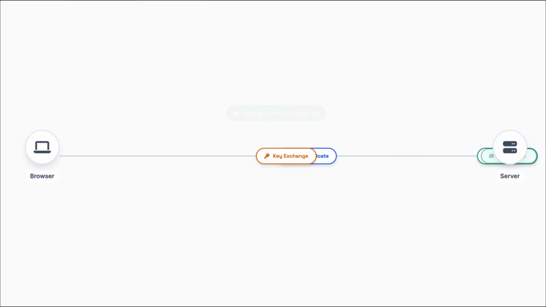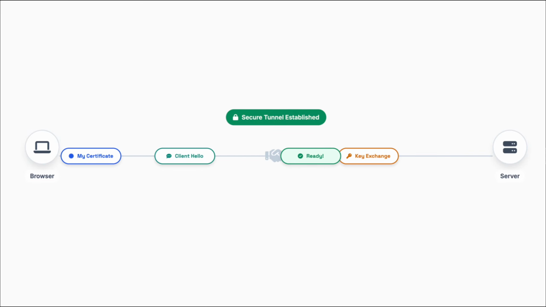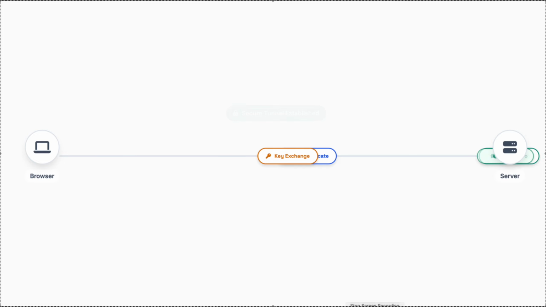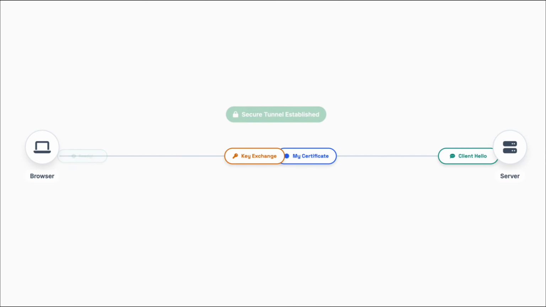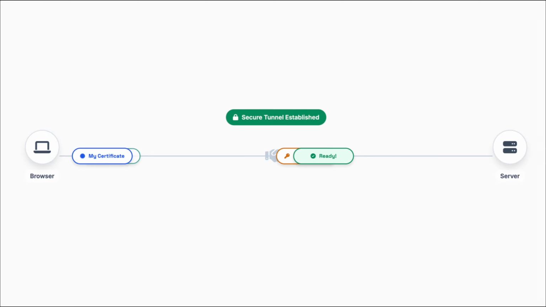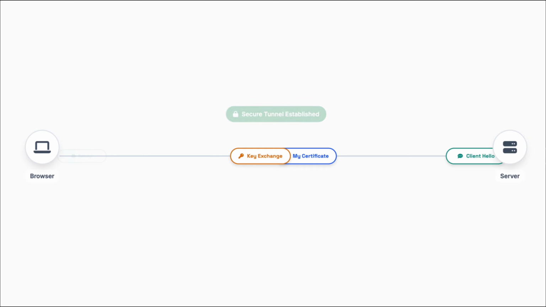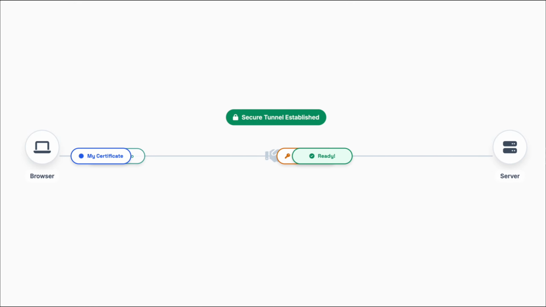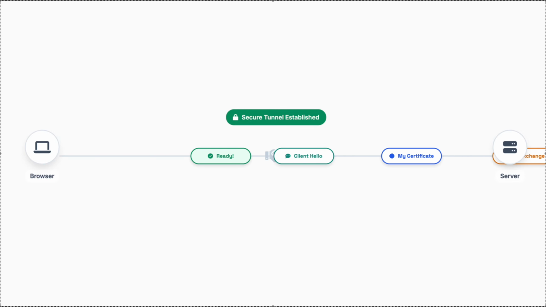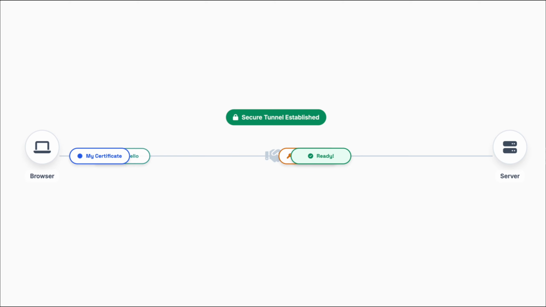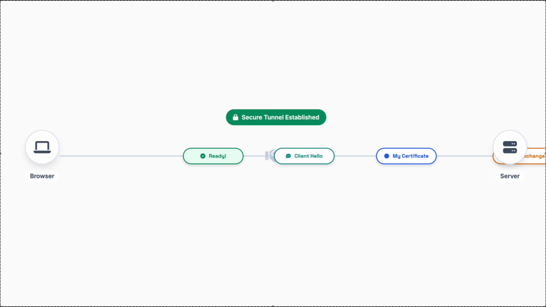This process happens automatically every time you visit a secure website. It involves exchanging information, verifying identities, and setting up encryption keys. This entire process happens in just a fraction of a second, and most users never even notice it happening. The process that creates the secure connection is known as the TLS handshake.